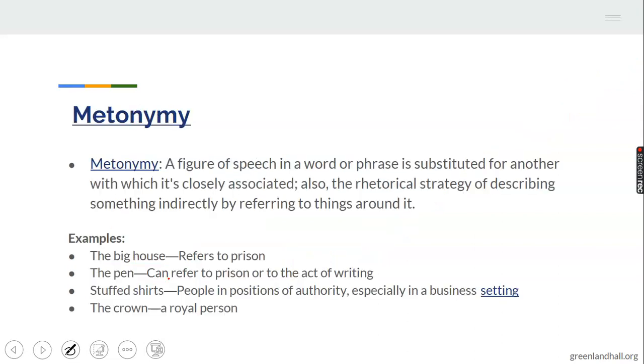Then metonymy now. In metonymy, a word is used for another. A part of the word, a word is used for another, something similar to it. You use something similar to something to describe it. When you say the big house refers to prison. When I tell you, he has been taken to the big house, that means he has been taken to what? To prison.